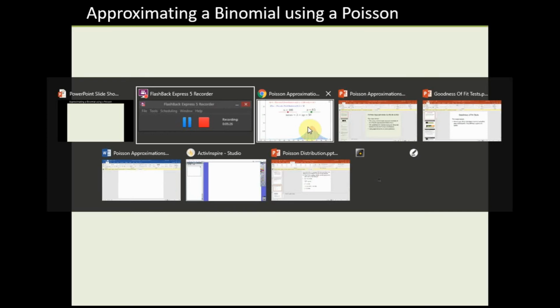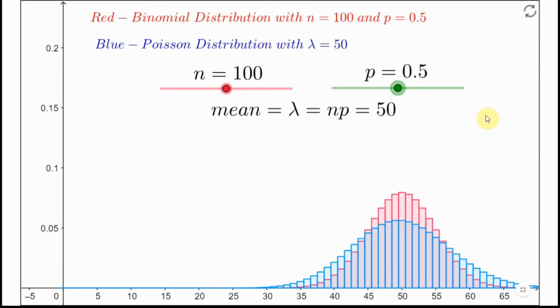Okay, so the video really is about approximating a binomial using a Poisson. And to do this, I'm just going to have a look at a visualization of these two things. So here we've got a GeoGebra file, but it's showing a binomial distribution in red. So these red bars show a binomial distribution, and at the moment we've got it set so that n is 100 and p equals 0.5.